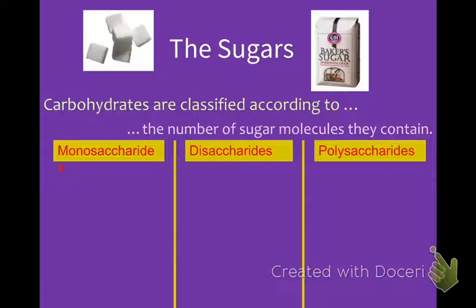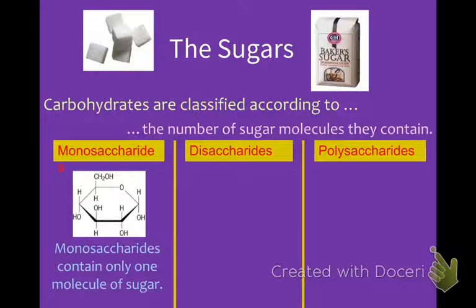All right? Mono. What does mono mean? One. If you are monolingual, how many languages do you speak? One. If you are monogamous in a relationship, how many other people are you dating? One. Okay, a monosaccharide means it only contains one sugar. Saccharide means sugar, so it's only one sugar.